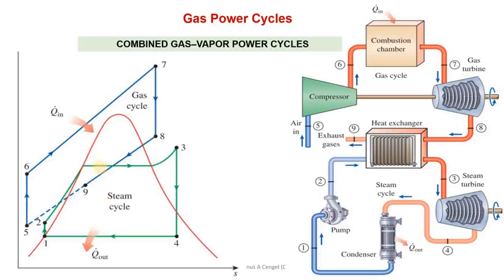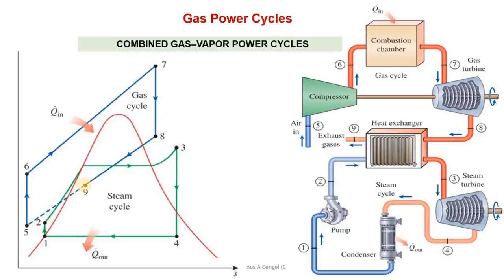So here is the TS diagram of both cycles. You can see here this represents 5 to 6 and 6 to 7, 7 to 8 and 8 to 9 represents the Brayton cycle, right? This portion. And here at point 8, the temperature is significantly high compared to this point 2. So that's why there is a heat exchange.